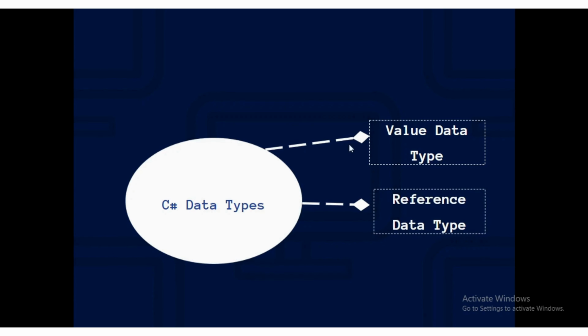Reference data types. We saw value data types will directly store the value of a variable in its memory. But in the case of reference data types, it will not store the variable value directly into its memory. Instead, reference data types will store the memory address of a variable value. Reference data types are categorized into strings and objects. Let's understand reference data types, strings and objects in detail with the help of a program.